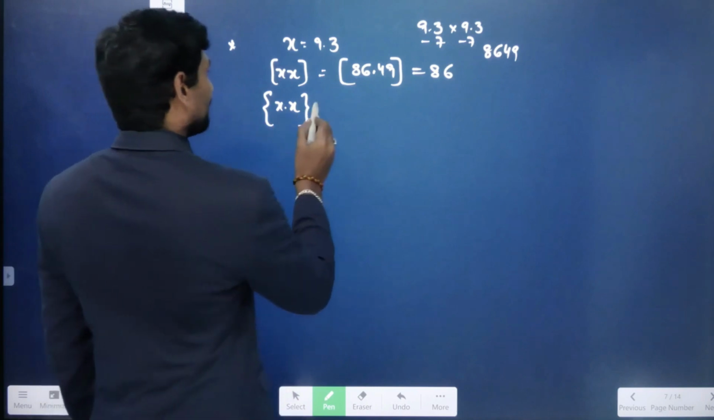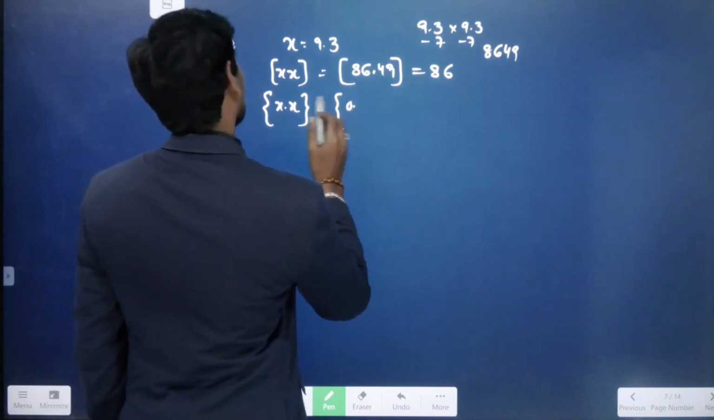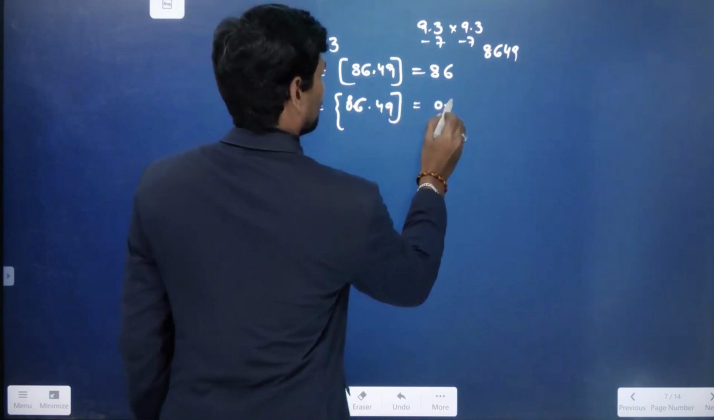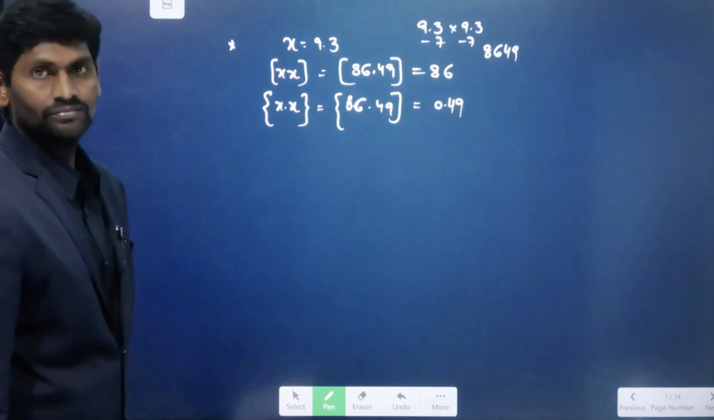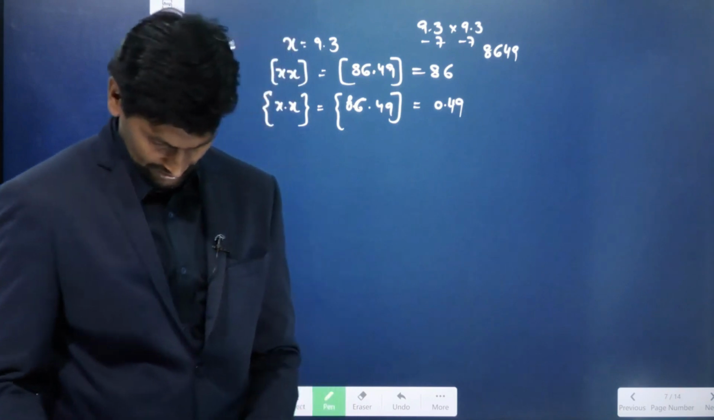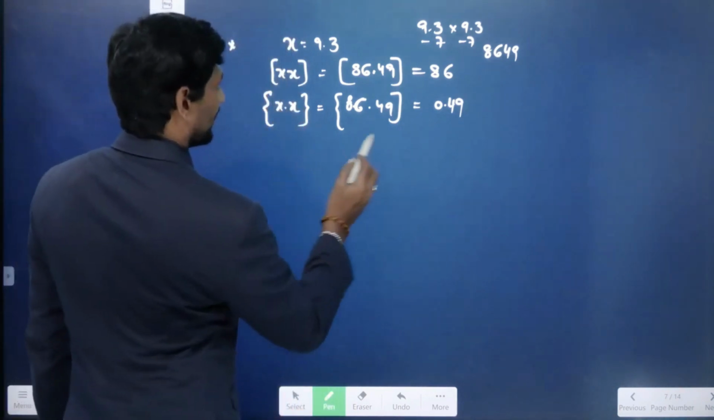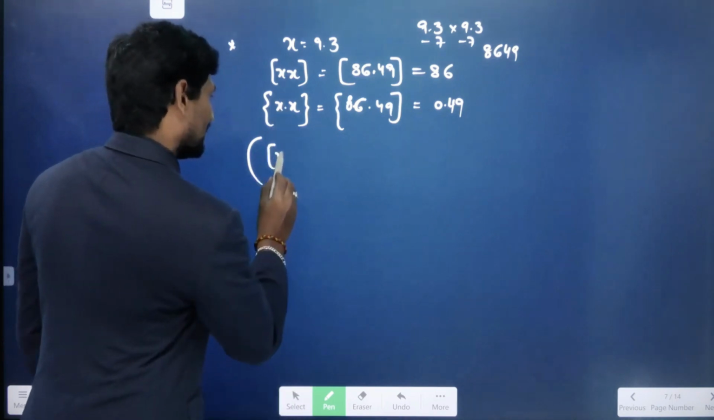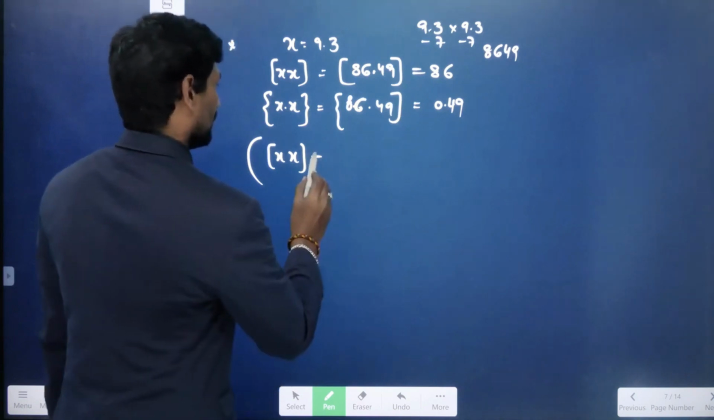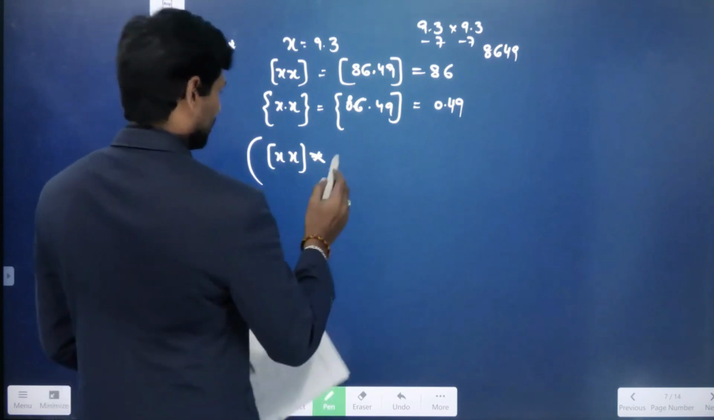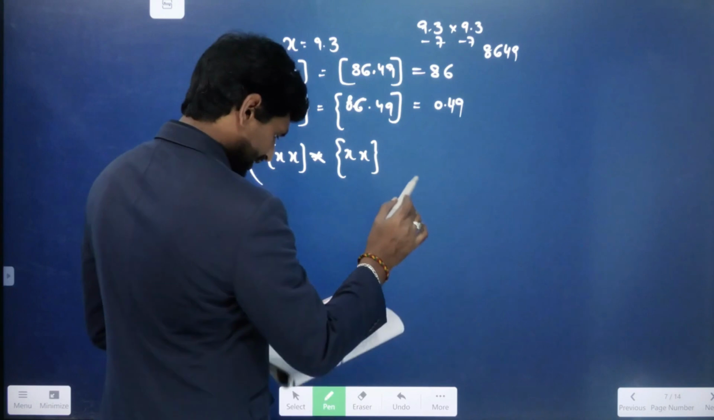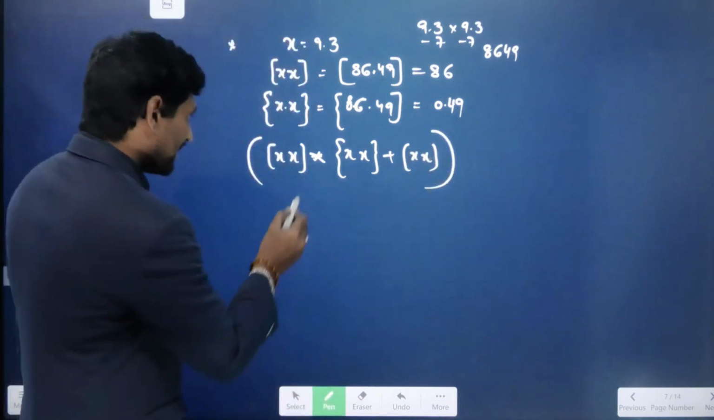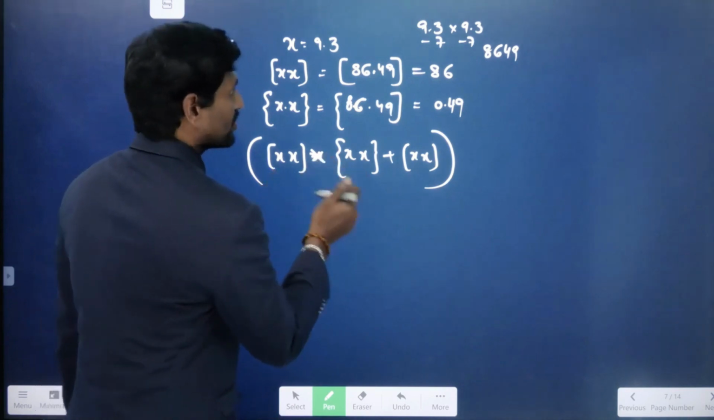The fractional part of x is 0.3. The x into x value is 86.49, so its fractional part is 0.49. Now our question is the least integer function of the greatest integer of x into x, into, comma, the fractional part of x, comma, x plus greatest integer of x into x. Here it is given as a product, so we need to multiply 86 into 0.49.